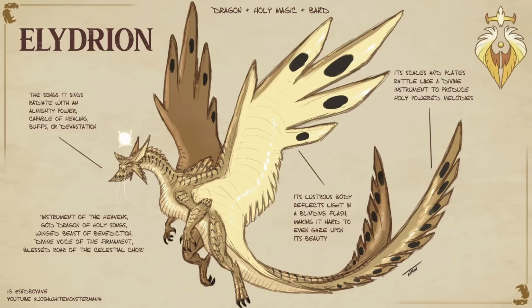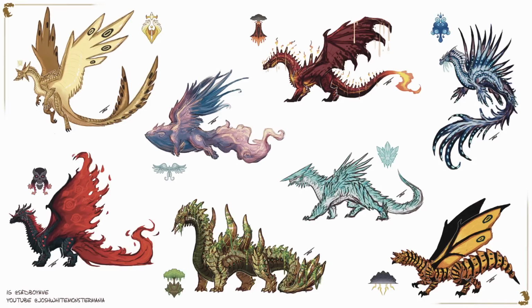But yeah, since Elydrion is a bard dragon, the music it creates are spells of healing, but also righteous spells of retribution. This definitely ended up being a favorite of mine just in terms of the themes that I combined here. But of course, light cannot exist without darkness. So now let's move on to the god dragon of shadow.